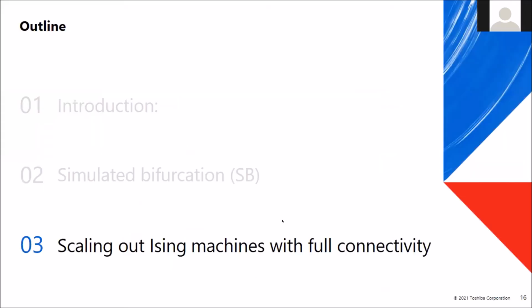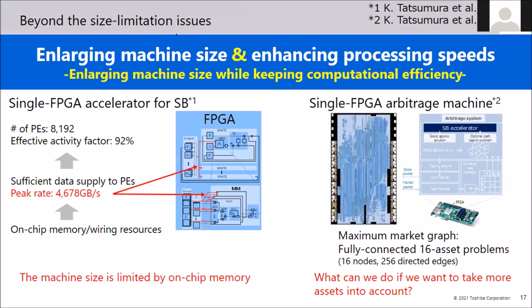Okay, let's move to the next section, scaling out Ising machines with full connectivity. There was a size limitation issue for the FPGA SB accelerator, which strongly motivated us to pursue a scale-out architecture. The machine size of the single FPGA accelerator for SB presented in this FPL paper was limited by on-chip memory, which is needed for supplying sufficient data to the tremendous number of processing elements. The capability of the financial transaction machine was limited to a fully connected 60-asset problem. That is a market graph with 60 nodes and 256 directed edges.